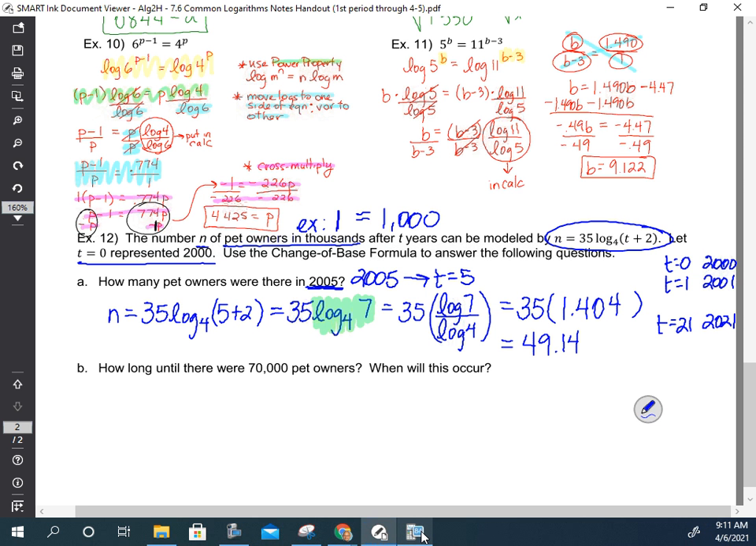So 49.14 means 49,140 pet owners. Because remember, the number was in thousands. So that means 1 represents 1,000. So 49.14 is 49,140.